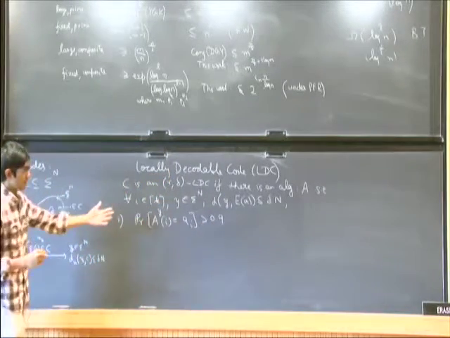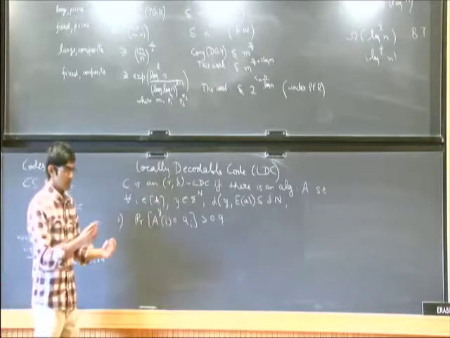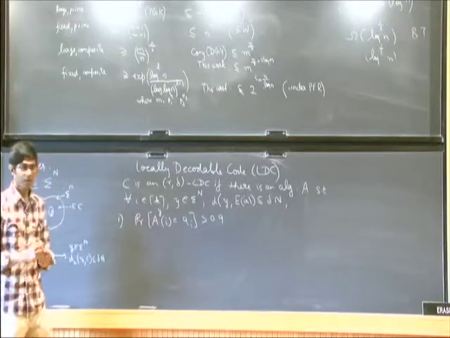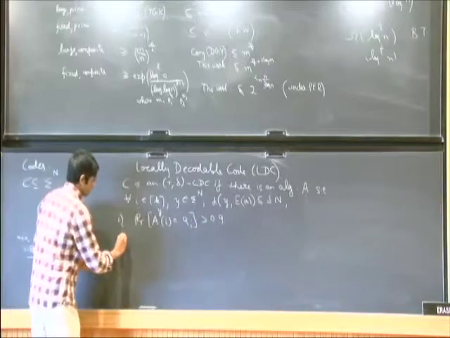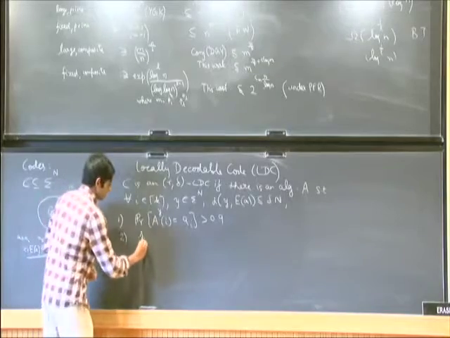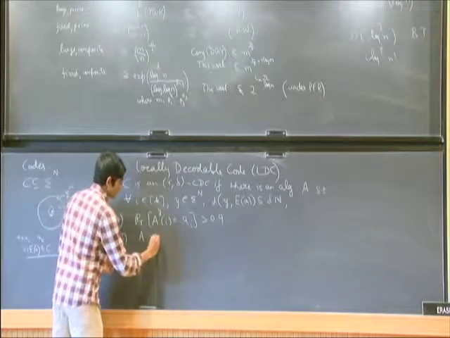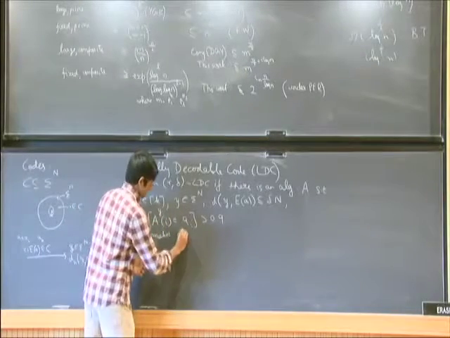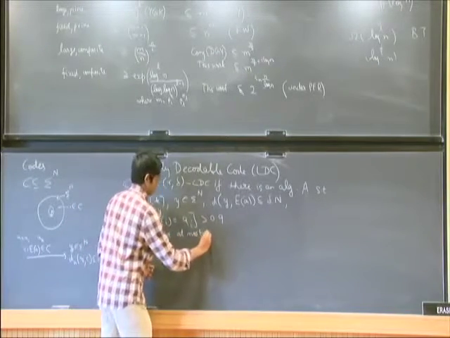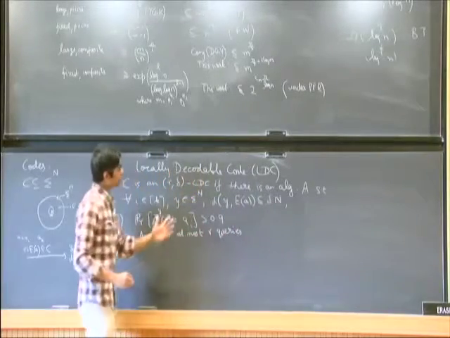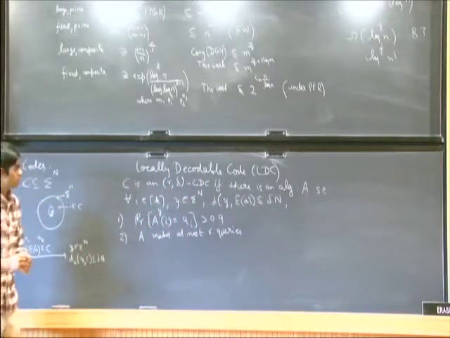So by oracle access, I mean that A can just write down which coordinate it wants, and it will get exactly that coordinate from y. And it's an R-query LDC. So now A makes at most R queries to y. And throughout we shall think of delta as a small constant.